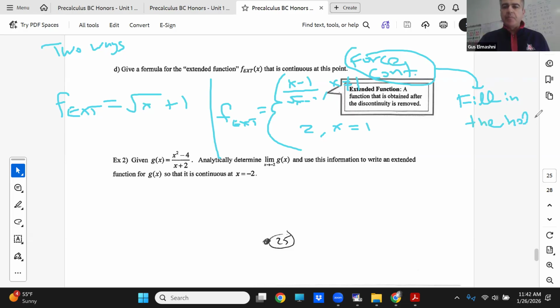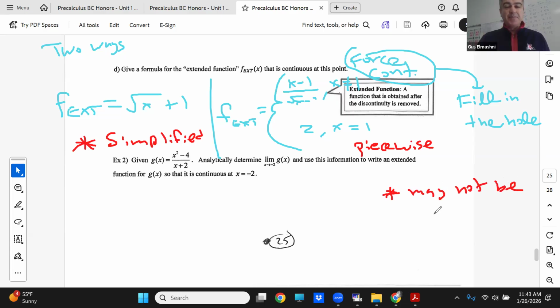Fill in the hole. You do it two ways. You could write it in simplified form, or you could write it piecewise. Totally up to you. Now, sometimes I'm going to put a little star here, or asterisk. The simplified form may not be an option, depending on what kind of function you're dealing with. But this is always a guarantee. Because guess what? Just write the darn function originally and tell me what y value you want to fill in. That's it. That's always a guarantee.